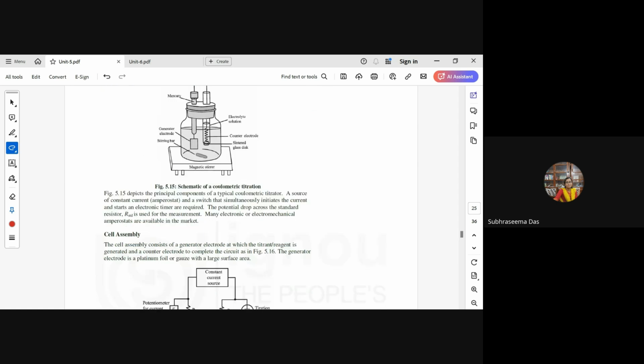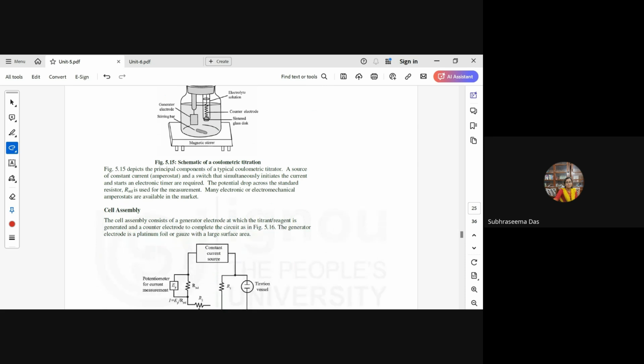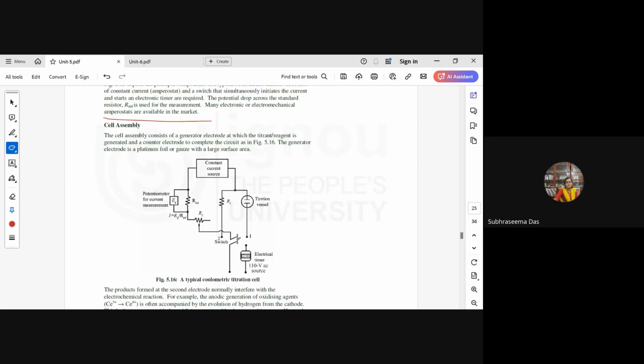Figure 5.15 depicts the schematic of a coulometric titration. A source of constant current, which we generally call an amperostat, is provided, along with the switch that initiates the current. The potential drop across the standard resistor is also used. Many commercially available amperostats are on the market, so this is quite easily available.